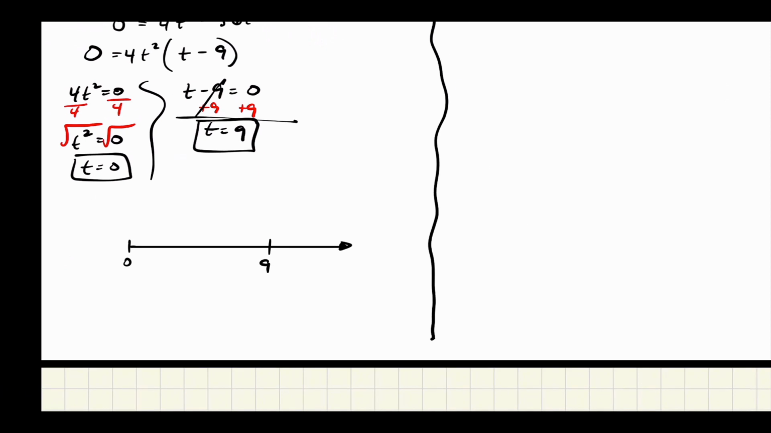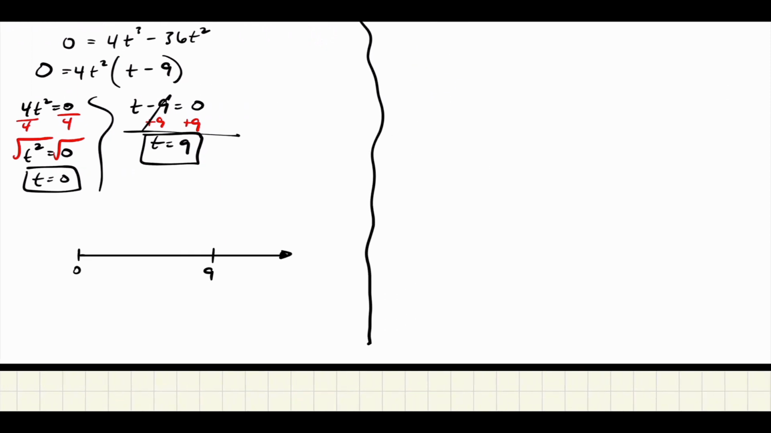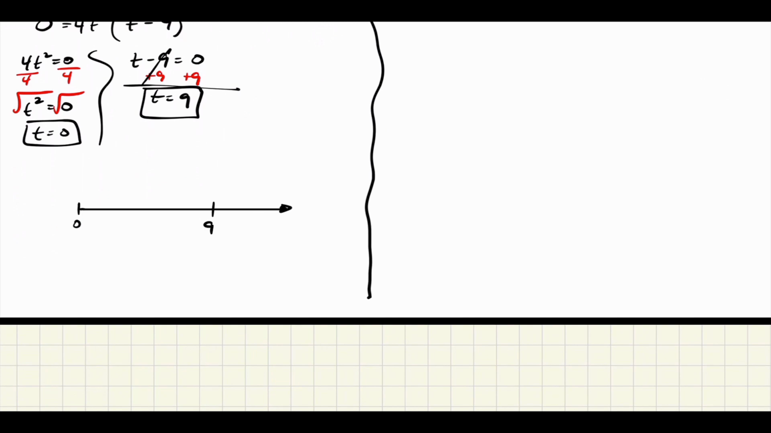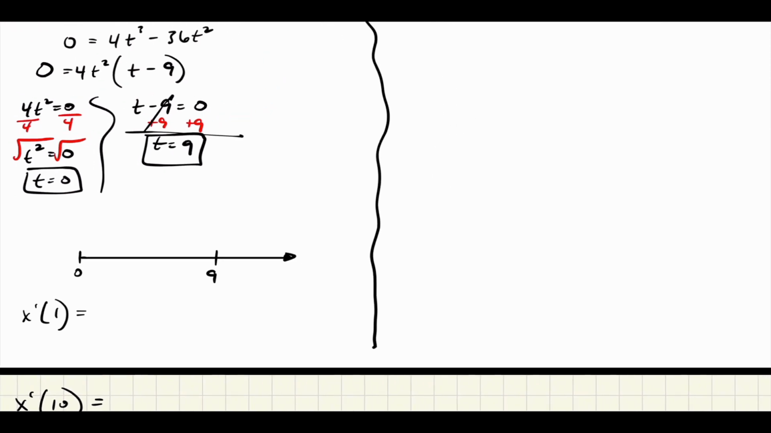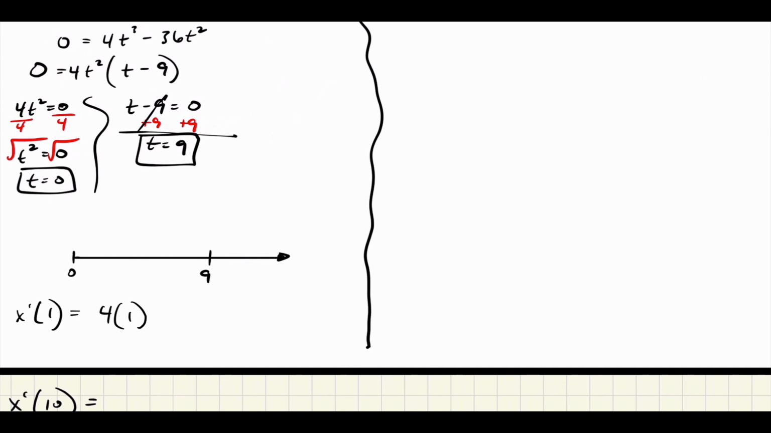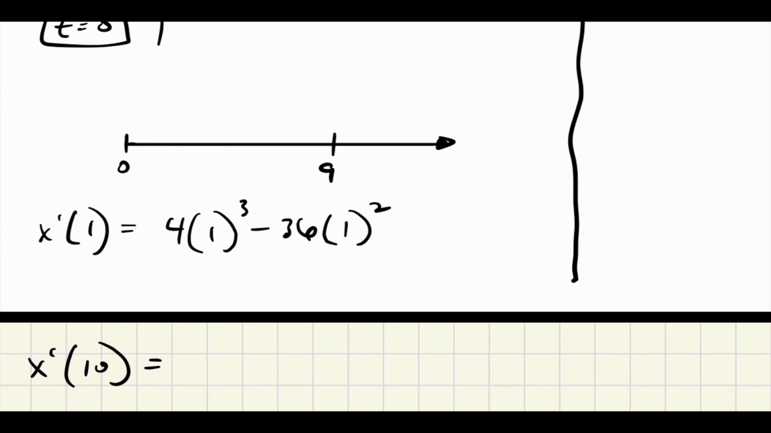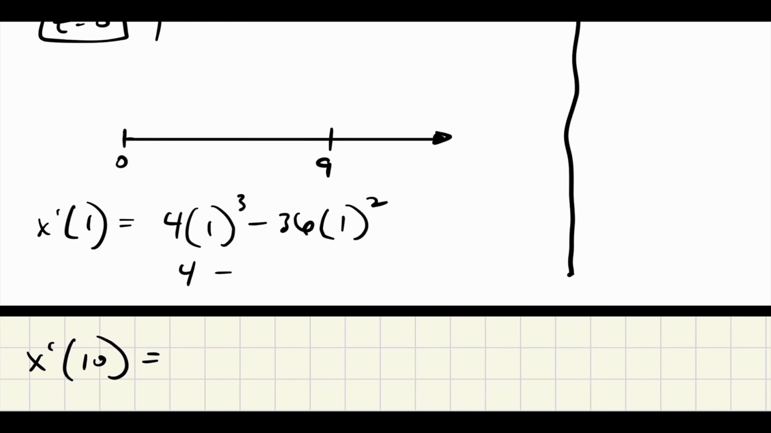So how do I check? I plug it into the first derivative. Plug in numbers into the first derivative. 1, 10. 4 times 1 cubed minus 36 times 1 squared. I get 4 minus 36, which is negative 32. So that means I'm going to have a negative, decreasing.